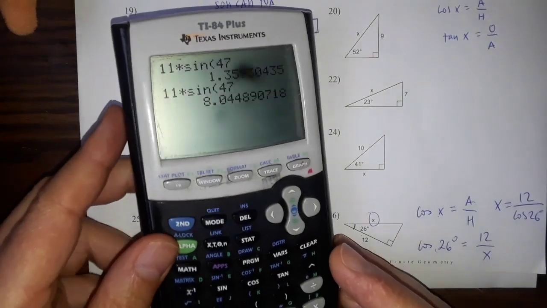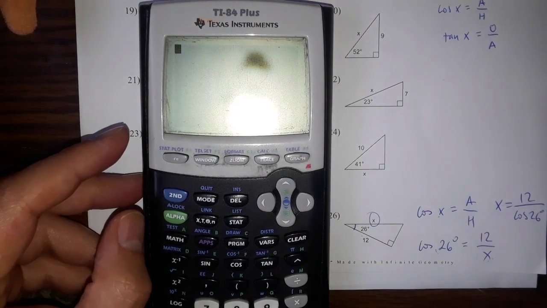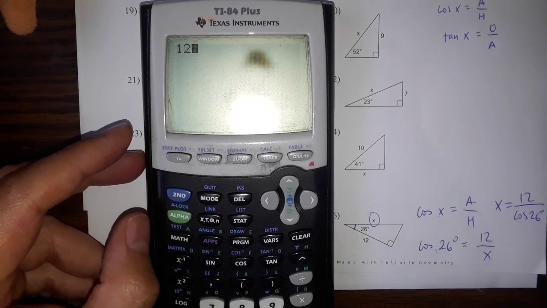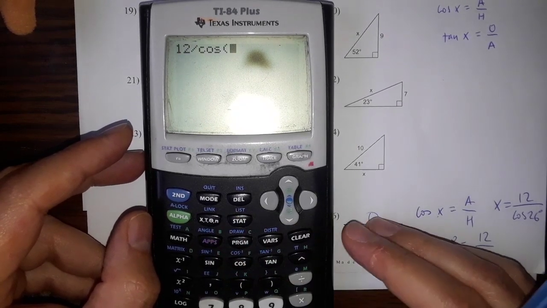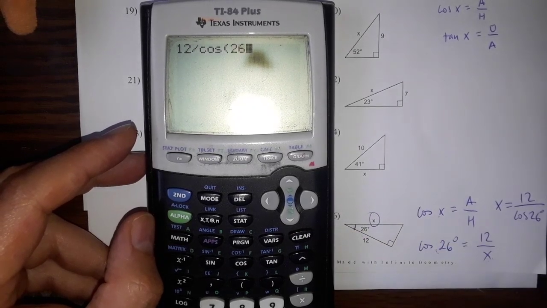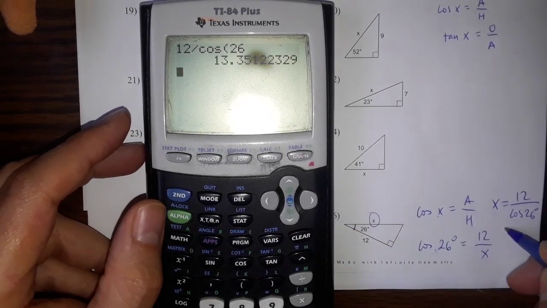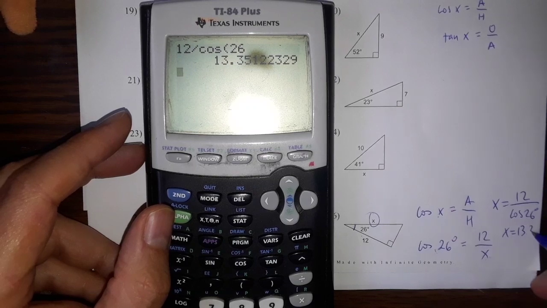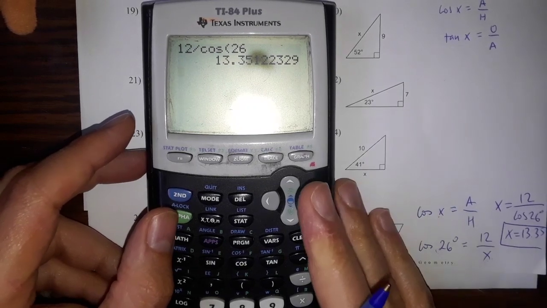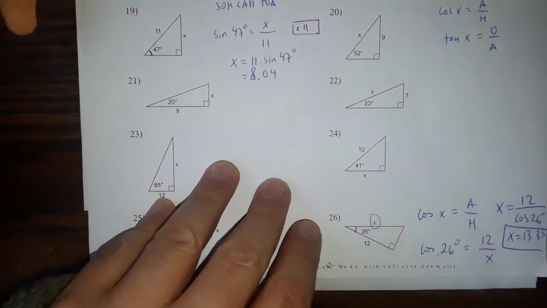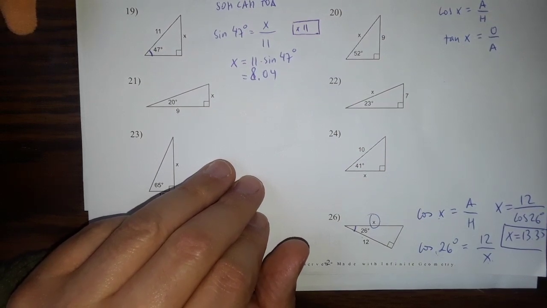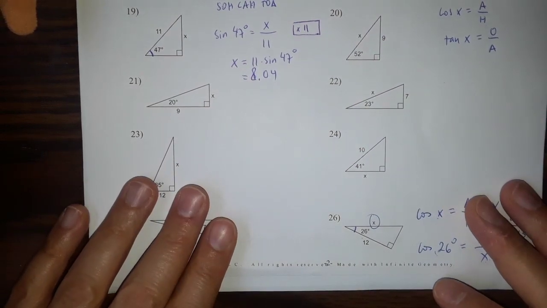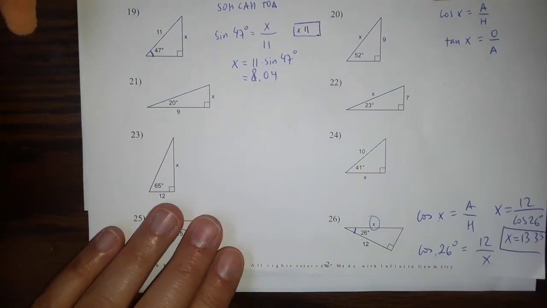Okay, now we solve this. 12 over cosine of 26 is 13.35. Okay, so that's how we solve this. And yeah, that's enough for today. I'm gonna make another video for the next topic.